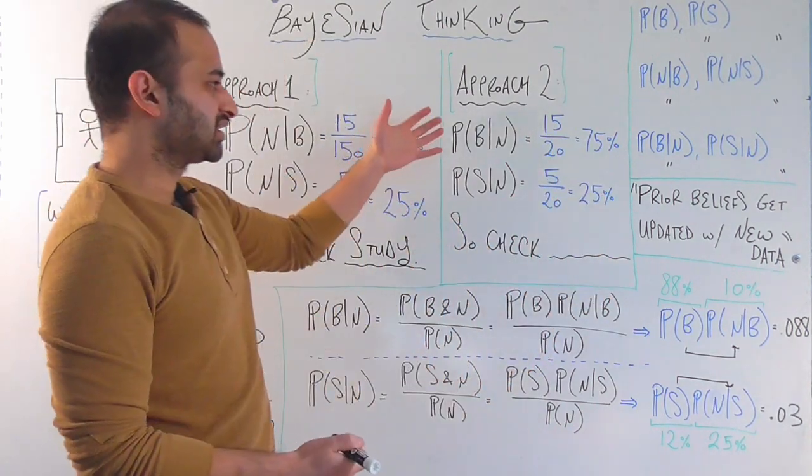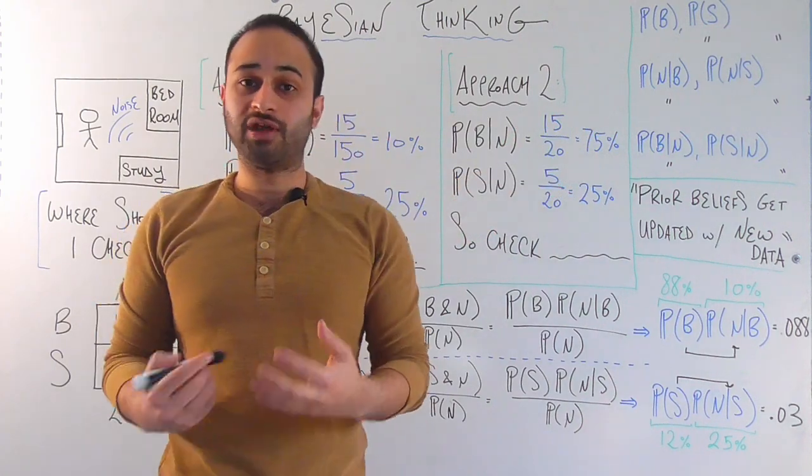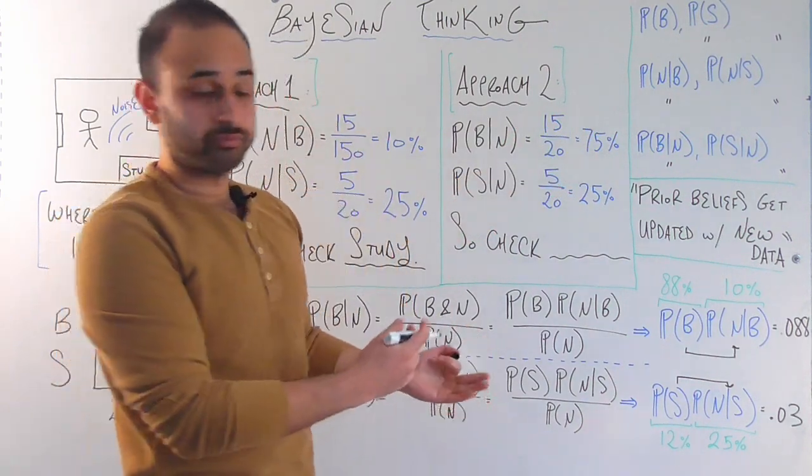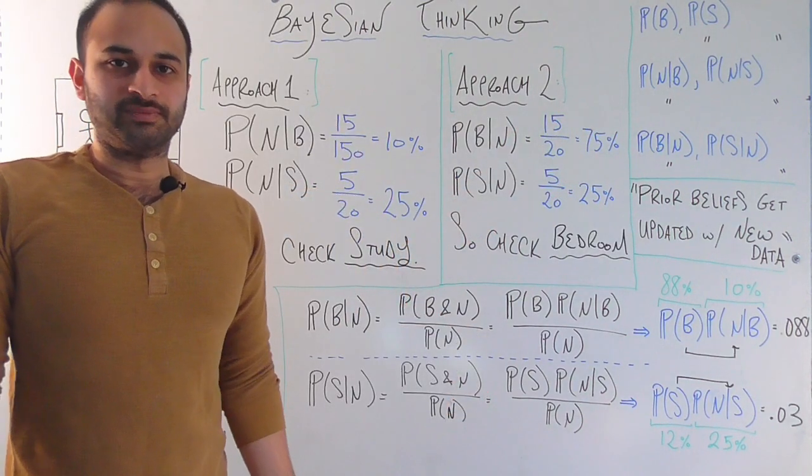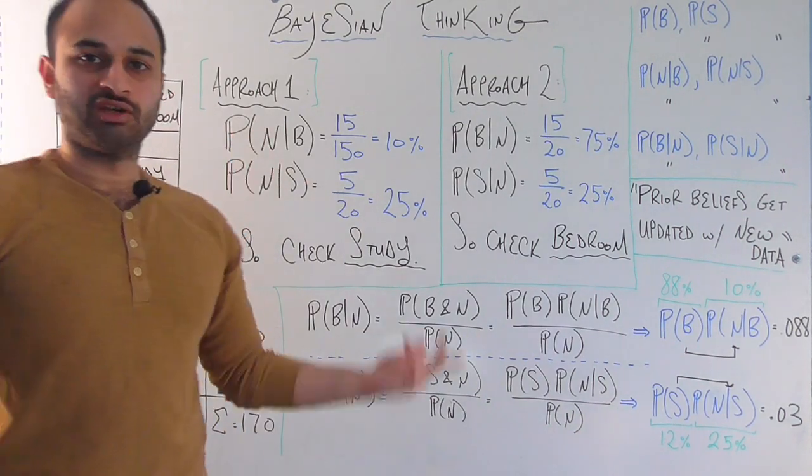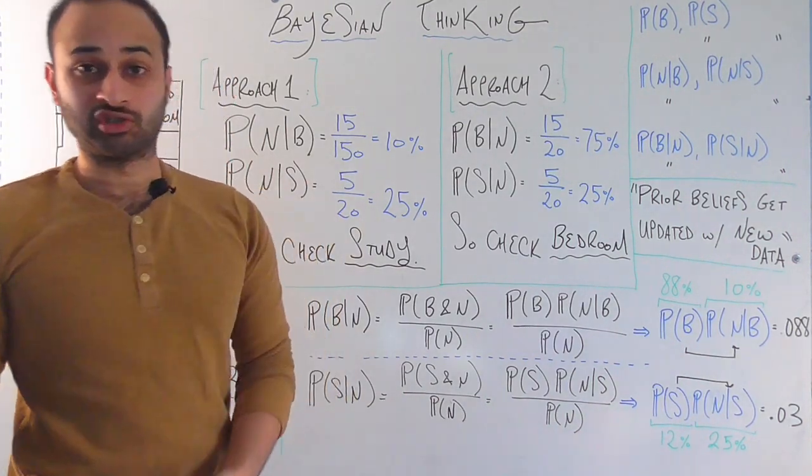This one says that there's a 75% chance that my phone is in the bedroom, therefore I should check the bedroom. So on one hand, it seems like, how can this be? How can I just flip the order of these conditional probabilities and I get a completely different result?